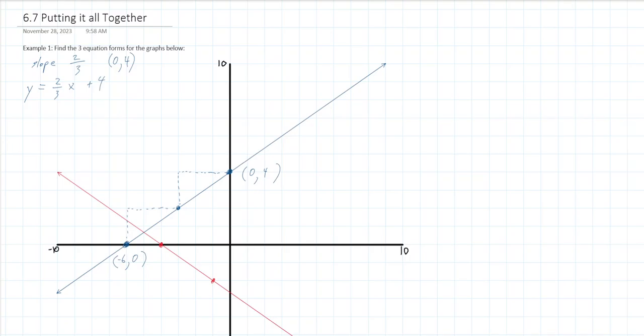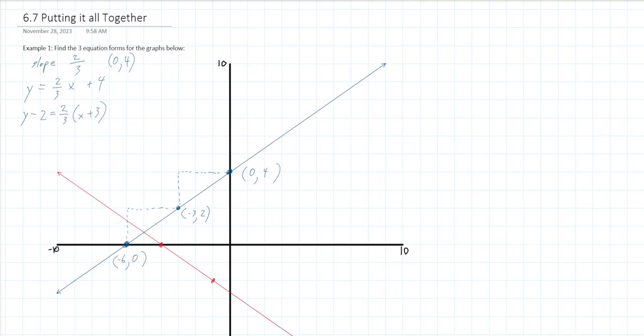So now if we want to put this in slope point form, we would do y, and we can choose to use this point. So this is -3, 2. So y minus 2 equals 2 over 3 x minus a negative, so it's plus 3.